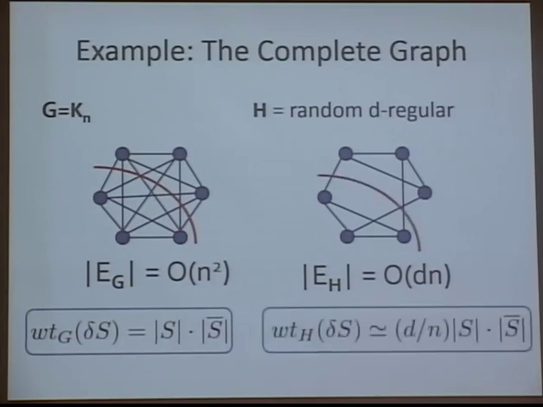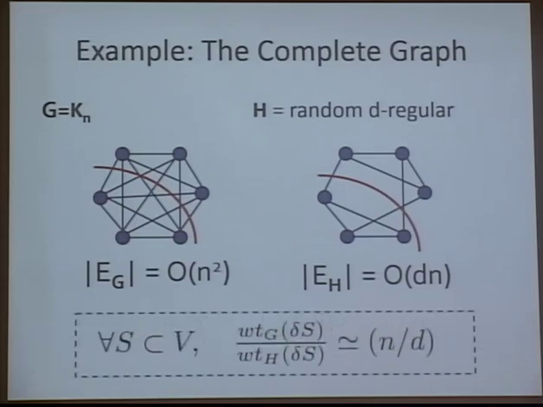If you look at the same cut in H, it's a random graph. The expectation is about what it should be, scaled by d over n. So the density of edges, the degree, has d over n fraction of the edges of the complete graph. So you expect the number of edges crossing the cut to be d over n times the product of the sides, right? But now the amazing thing is that you can show that this holds with high probability for all the cuts simultaneously.